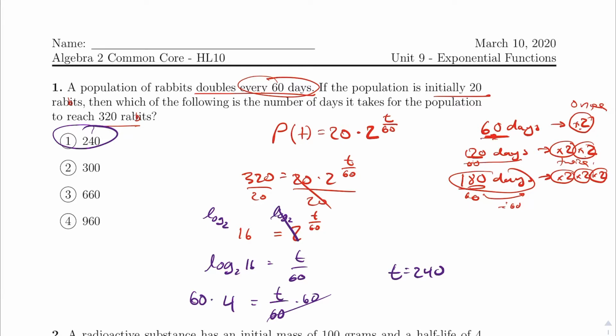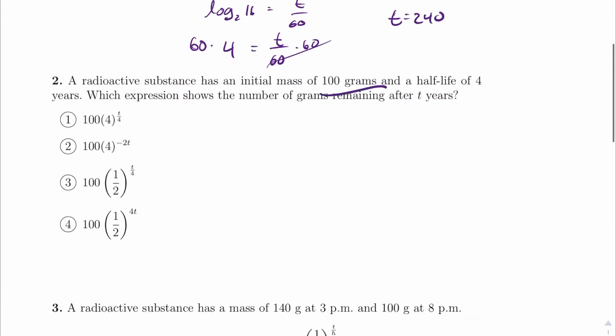A radioactive substance has an initial mass of 100 grams and a half-life of 4 years. Which expression shows the number of grams remaining after t years? So we start off with 100 grams, and it's going to multiply by half. We'll have half left every 4 years.